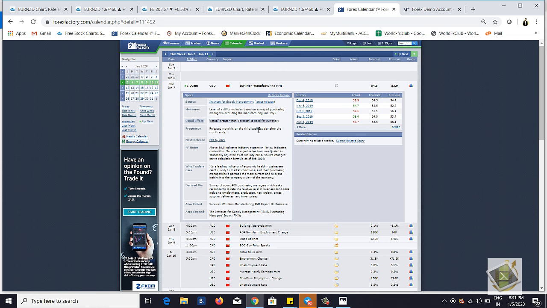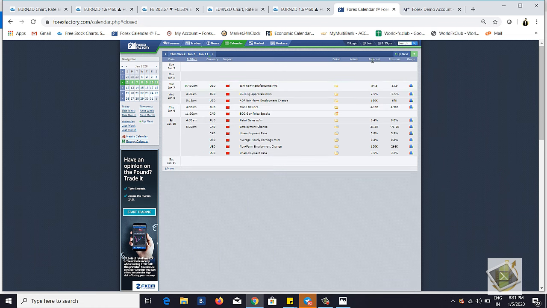So just note it down: if the actual number is greater than the forecasted number, it's good for the currency. Here 54.5 is the forecasted number, and when the actual reading comes at 7 p.m., if the actual is greater than the forecast, that means the dollar will get stronger and the price of the dollar will go up. So you can buy. But again, I'm telling you, do not trade when the news is there, because it only creates volatility in the market.